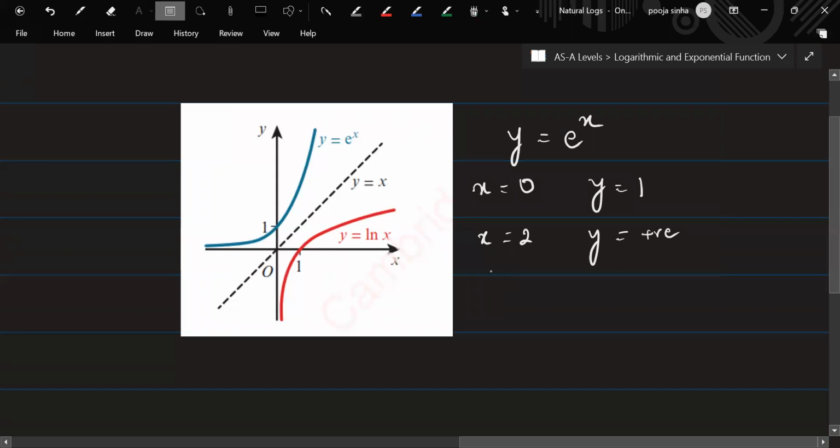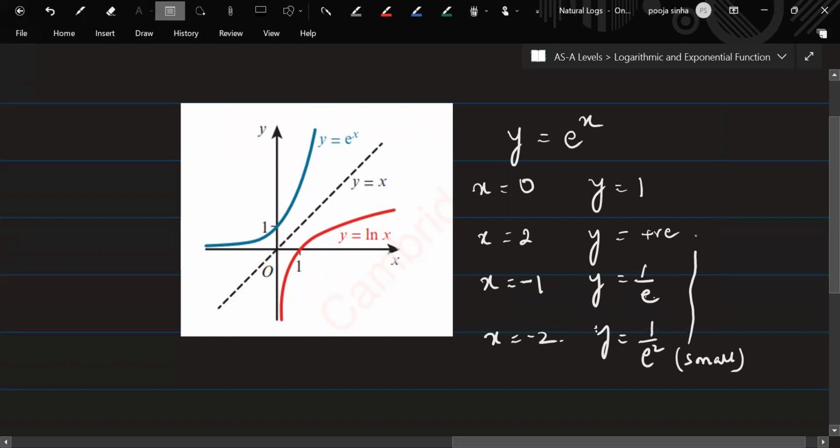If you take x is equal to -1, y will become a very small number because it will become 1 upon e. If you take e raised to power -2, y is equal to 1 upon e squared. So this number is really small. And as it is going up, it is getting bigger and bigger and bigger. Small to big it keeps going. Do you see that? And it's not a line. If you connect all of these dots, you will get this kind of a curve.